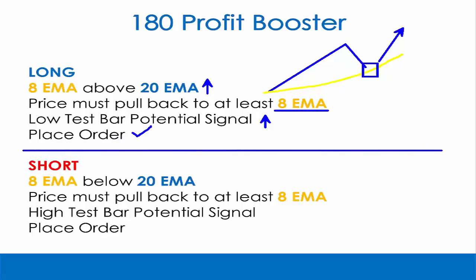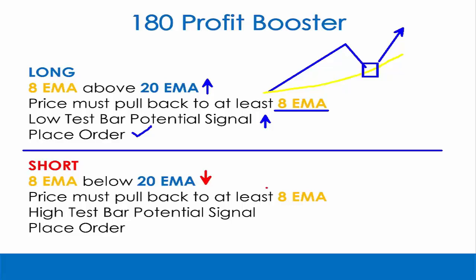The short signals, quite simply a mirror image. So on the way down, the 8 moving average needs to be underneath that 20 moving average. So 8 underneath 20 means the market is moving down. Same as before, the price has got to pull back to that 8 moving average. We're saying, right, phase 2 is now over and we're likely to go back into phase 1.